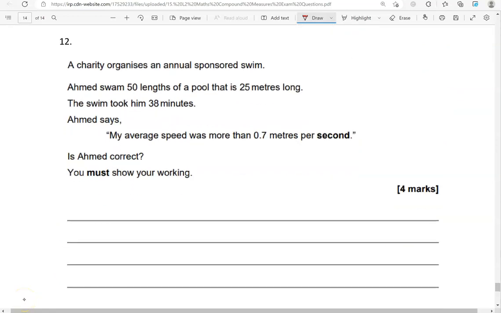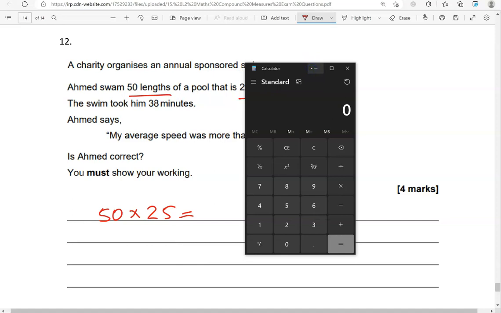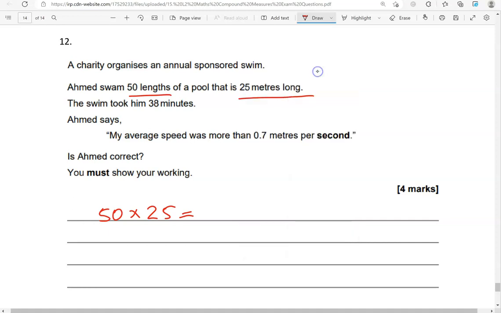The charity organizes an annual sponsored swim. Ahmed swam 50 lengths of a pool that is 25 meters long. The swim took him 38 minutes. Ahmed says, my average speed was more than 0.7 meters per second. Is Ahmed correct? You must show your working. So he did 50 lengths of a pool that is 25 meters long. So what we're going to do is 50 times 25 to get the total distance. And that is 1,250 meters.